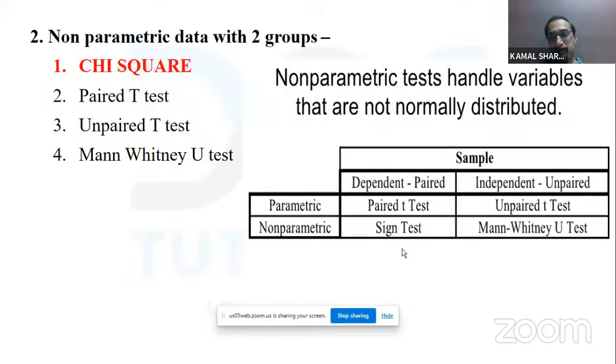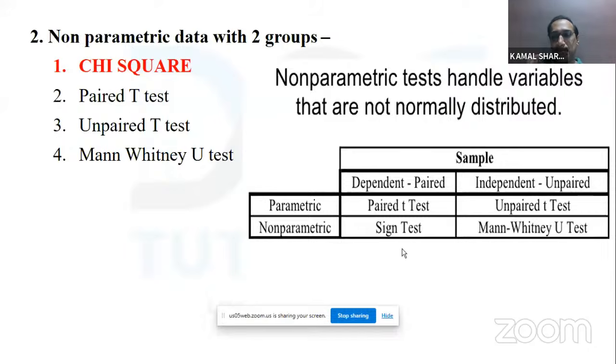The next was a very simple, straightforward question from statistics, which I believe everybody must have got correct. How to analyze non-parametric tests, which are not normally distributed. So we know where the parametric and non-parametric tests go. This is the table that everybody just mugs up, and this is the common way of doing it. If your sample is dependent or paired or independent or unpaired, whether the data is parametric or non-parametric.